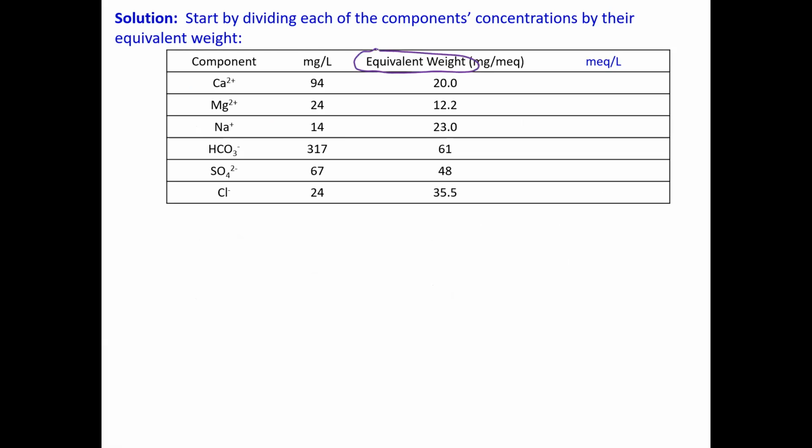So remember that to calculate the milliequivalent per liter, equivalent per liter is equal to the milligrams per liter divided by the equivalent weight. So basically, you're going to take these variables here and divide them. So 94 divided by 20, 24 divided by 12.2, and so on. I'll even leave you some space in the table so that you can throw those numbers down. So that's what you're going to get with these values: for calcium 4.7 milliequivalent per liter, magnesium 1.97, and so on.